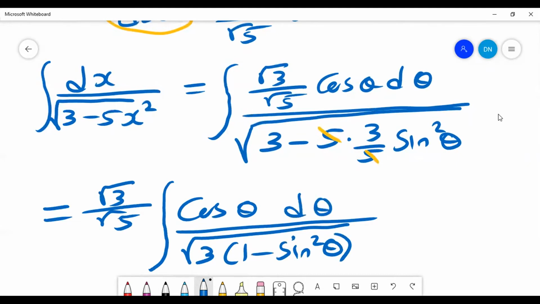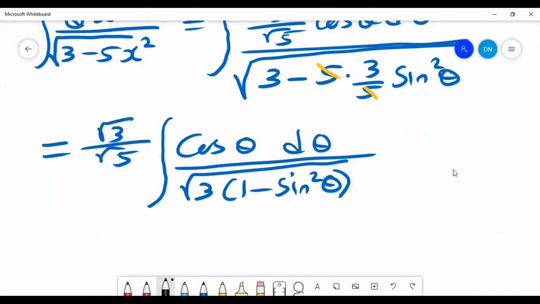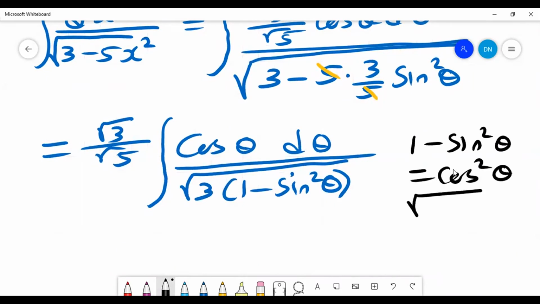And you know, 1 minus sine squared theta is cos squared theta, and it is a square root. So we have the square root of 3, and then the square root of 1 minus sine squared theta. So that's what I want us to remember: 1 minus sine squared theta is equal to cos squared theta. And so the square root of cos squared theta is equal to cos theta.